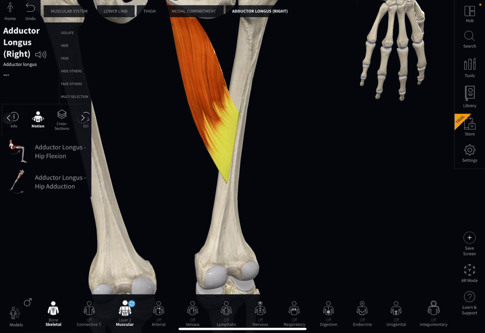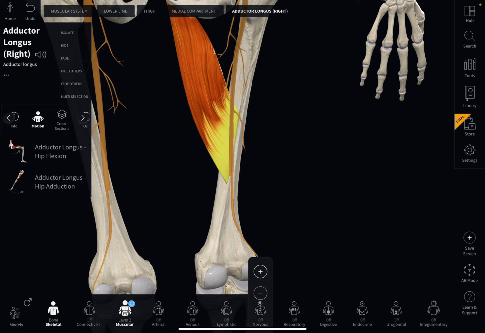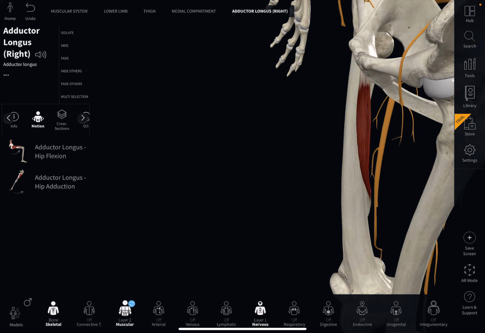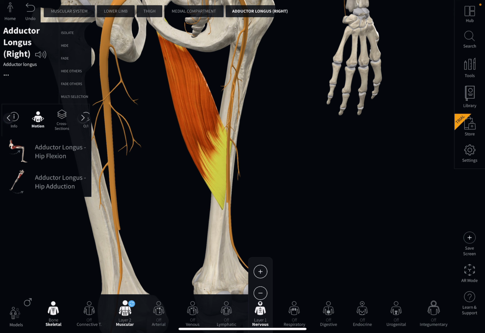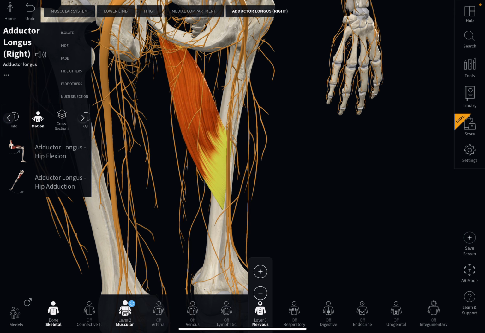Then the nerve supply. We all know that the nerve of the medial compartment is the obturator nerve. So all the muscles of the medial compartment are mostly supplied by the obturator nerve.